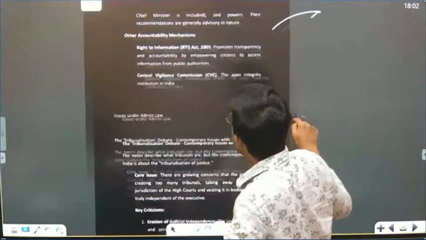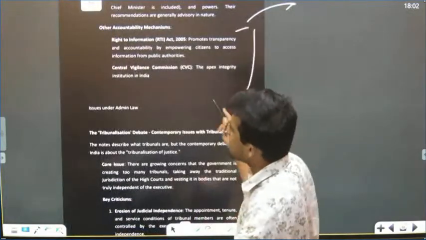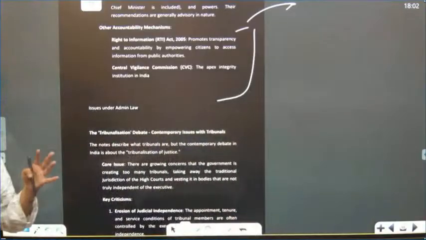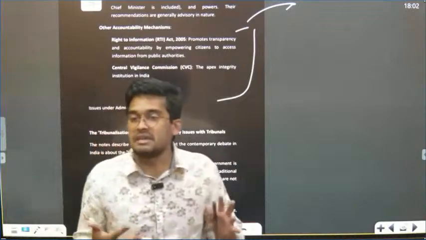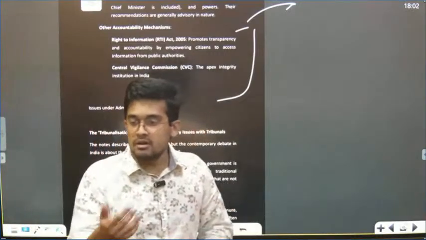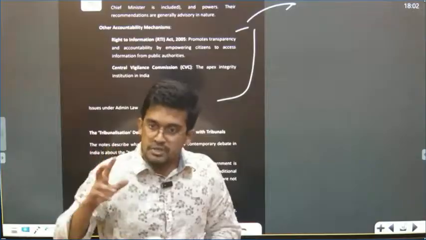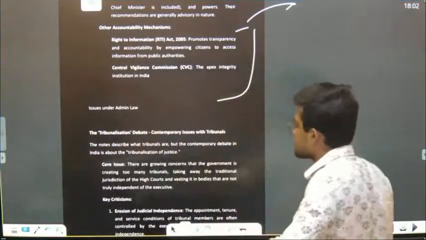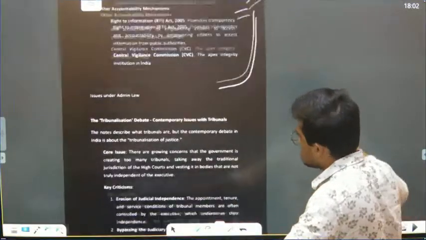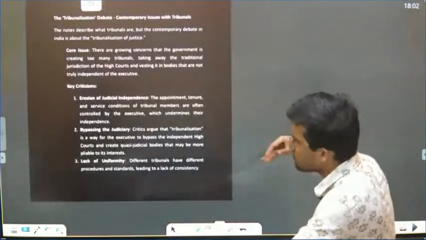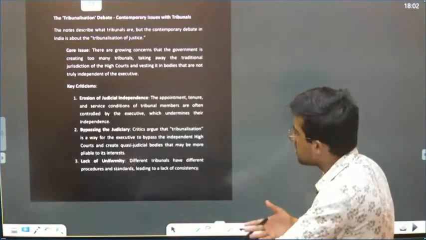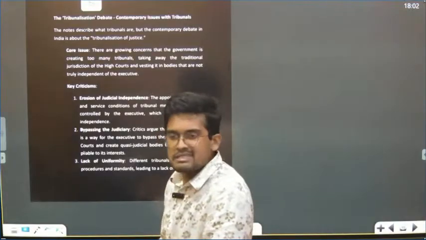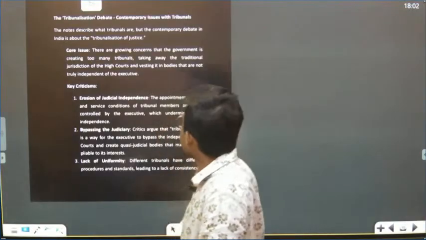Now, what other accountability mechanisms are there? RTI is there, CVC is there. Yesterday we read, right? So you can see how administrative law and those accountability and control measures are the same. To ensure accountable administrative law, those accountability and control measures are implemented. Here questions will actually come, and I'll put some other things in your notes also. Conceptually, you should understand what exactly administrative law is. Very simple, straightforward.